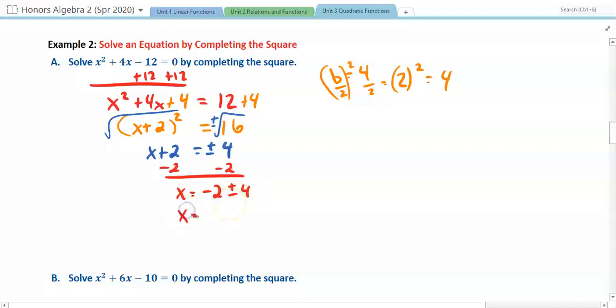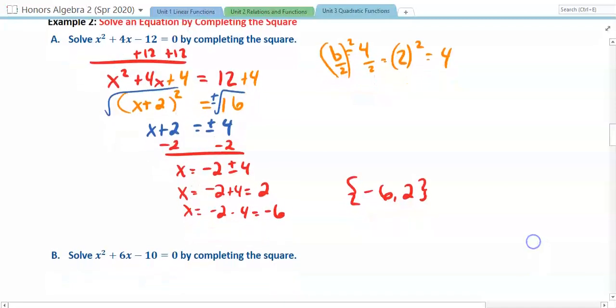And so x is equal to negative 2 plus the 4, that is 2, and x is equal to negative 2 minus the 4, that is negative 6. So my two solutions are negative 6 and positive 2, and remember you should order least to greatest, okay? And so I want you to try example B here. x squared plus 6x minus 10 is equal to 0. Try that one out, try the steps, do what we did up here. So pause the video for a second, try that problem, and then come back.